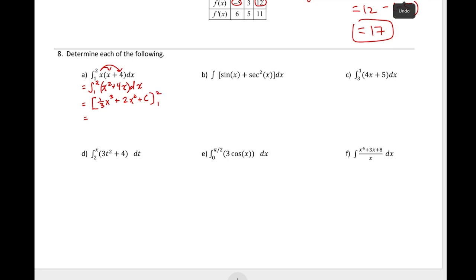So first we'll substitute in 2. 2 cubed is 8, so this will be 8/3 plus 2 squared is 4 times 2 is 8. And if I substitute in 1, I'm going to get 1/3 plus 2. So 8/3 minus 1/3 is 7/3. 8 minus 2 is 6. 6 is equivalent to 18/3. And 18 plus 7 is 25. So this is going to equal 25/3.